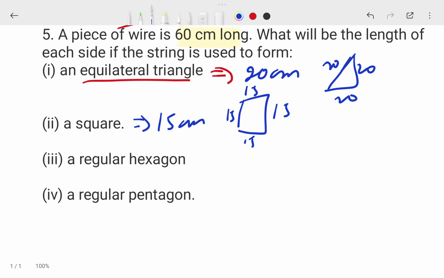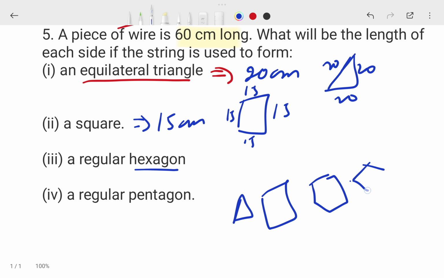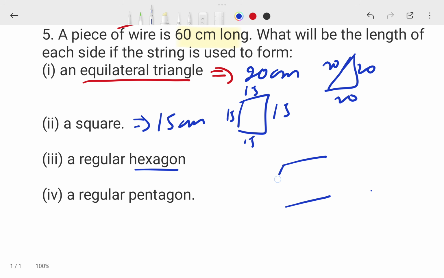Okay. Now this is a hexagon. I hope you know: this is called a triangle, this is called a quadrilateral or square, this is called a pentagon, and this is called a hexagon. A hexagon has 6 sides. Let's count: 1 2 3 4 5 6 sides, so that is a hexagon.